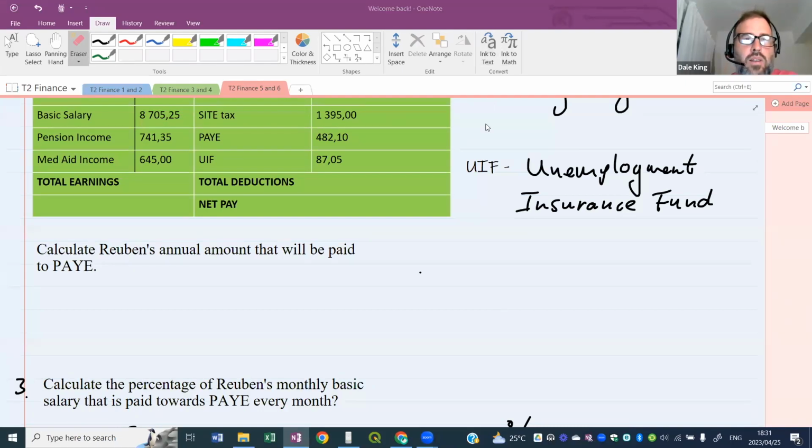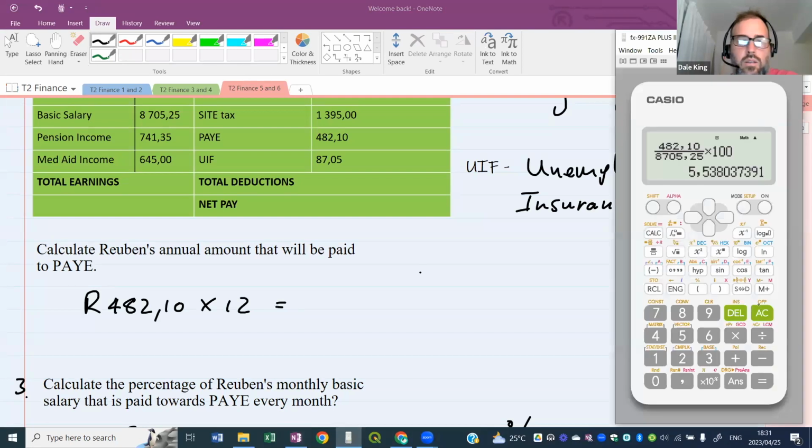All right, we've got a monthly PAYE value. All we want to do is find the annual PAYE value. So it looks like you guys have all got it. You are just working out the annual one. So we're going to take the monthly PAYE value and multiply it by 12. All right, nice and easy.